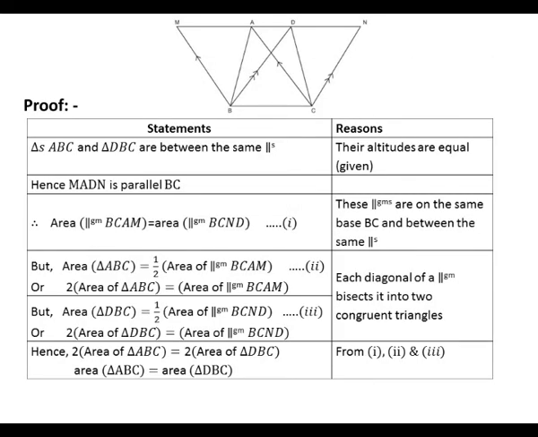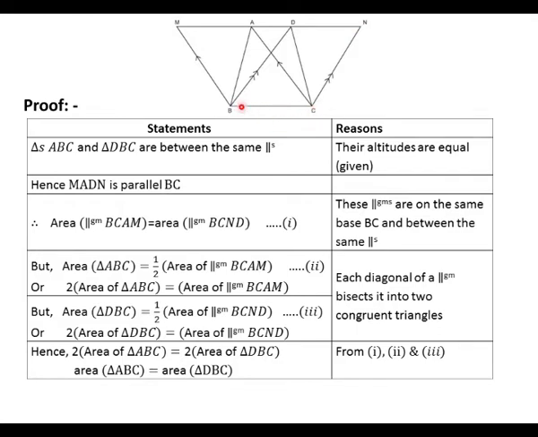Now students, we move to its proof. In the proof, it is written that triangle ABC and triangle DBC are between the same parallels. Why are they between the same parallels? Because their altitudes are equal, which was given in the statement. Hence, MADN is parallel to the line BC. Yes, you can see MADN. This is a straight line which is parallel to BC.